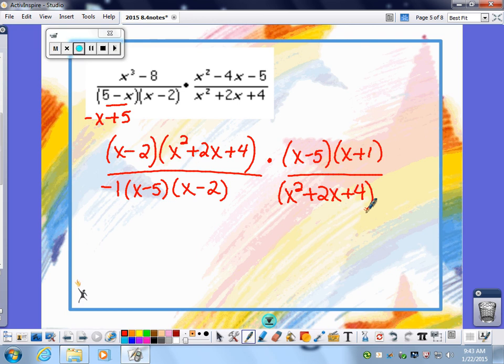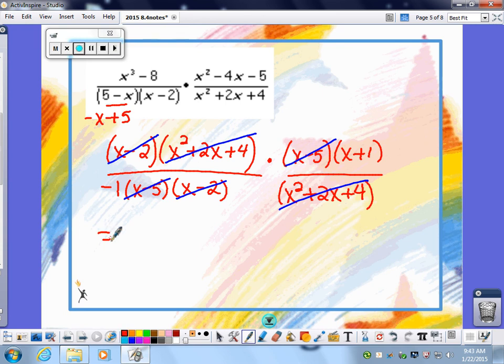All right, so now we can cross out like factors. If you need to, rewrite them and group them together. You don't need to, but like I said, if that helps you visually. So x minus 2 over x minus 2, my trinomial, x squared plus 2x plus 4, and then x minus 5, x minus 5. All right, write what's left.